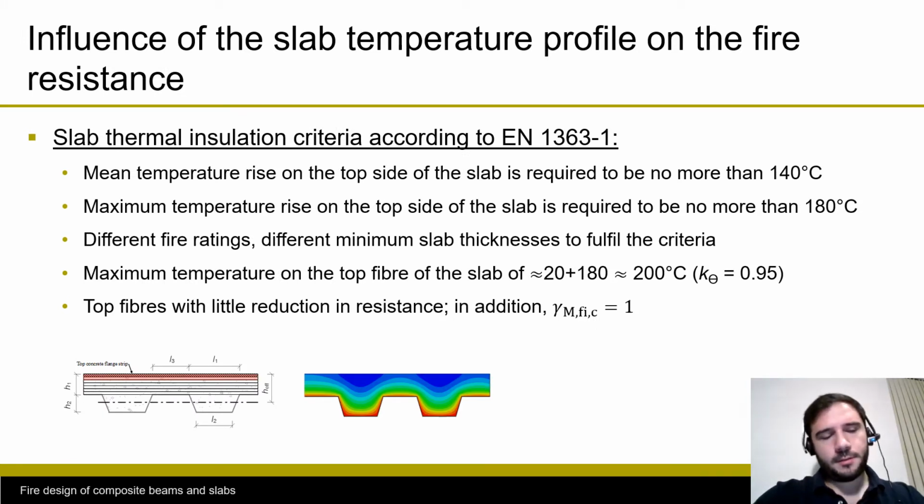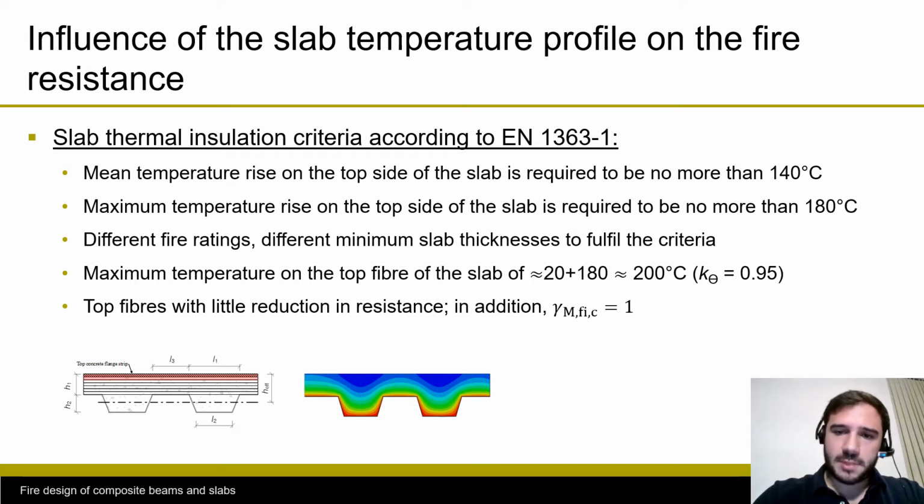Giving a bit more detail about the thermal insulation criteria according to EN 1363 Part 1, there are two requirements that need to be fulfilled by the slab. The mean temperature rise on the top surface of the slab is required to be no more than 140 degrees, while the absolute maximum temperature rise, again on the top surface of the slab, is required to be no more than 180 degrees. Different fire ratings will require different minimum slab thicknesses so that these requirements are fulfilled.